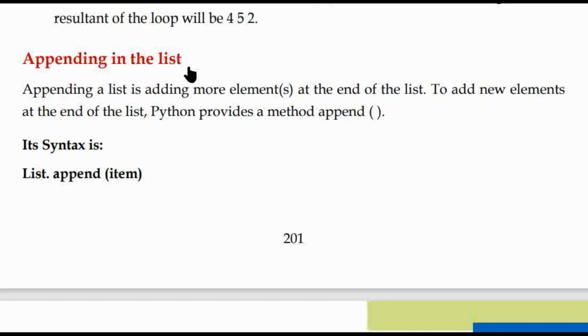Appending in the list. Appending means joining new items in the list. Appending to a list is adding more elements at the end of the list. To add new elements at the end of the list, Python provides a method called append. Which method do you need to call? The append function. Its syntax is list.append(item).